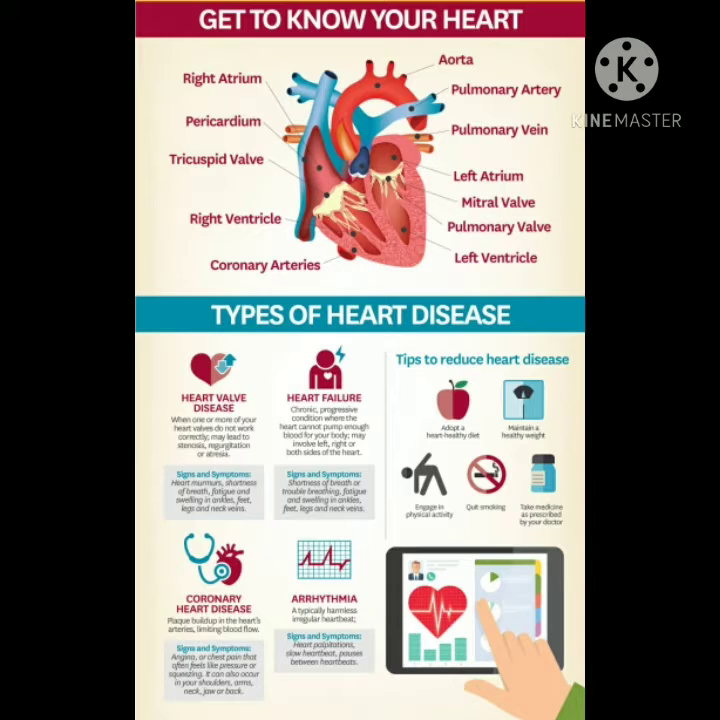The various heart diseases are heart valve disease, heart failure, coronary heart disease, arrhythmia, and also cardiac arrest and heart attack. We are all familiar with all these types of heart diseases, isn't it? So we have discussed various heart diseases, right? So there will be some reasons or causes behind all these heart diseases, right?